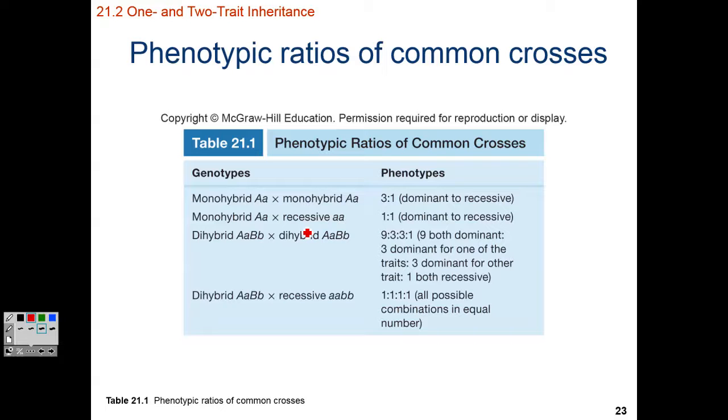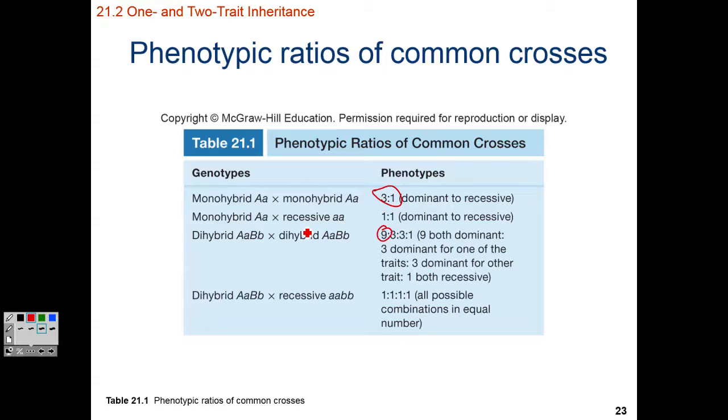So if we have 2 monohybrid heterozygotes crossing with each other, we get a 3-to-1 phenotypic ratio, dominant to recessive. If we have a monohybrid heterozygote with a homozygote, you get a 1-to-1 dominant to recessive relationship. When you have dihybrid heterozygous crosses, you ultimately end up with 9 dominants for both traits, 3 dominant for trait A, 3 dominant for trait B, and then 1 homozygous recessive for both traits.